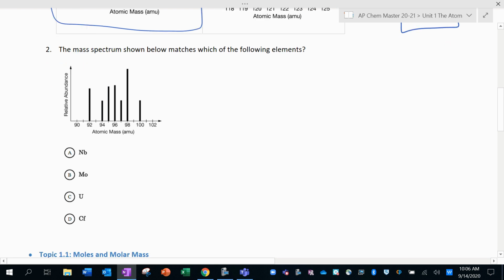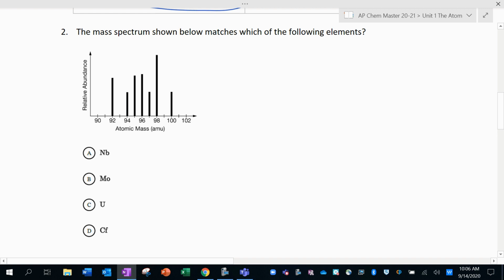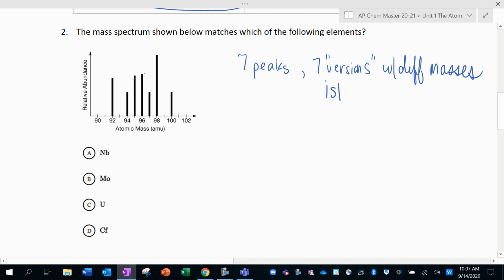If you look at this mass spectrum, which of the following elements does it match? If you look at this, there's 1, 2, 3, 4, 5, 6, 7. There are 7 peaks. That means there are 7 versions of this element with different masses. Vocab note, these are known as isotopes. We will go over this on page 8. There's a reading reviewing what isotopes are. This should be a review from general chemistry.